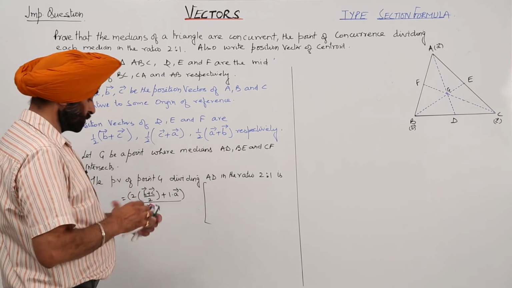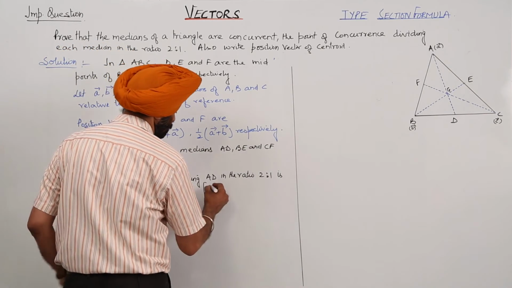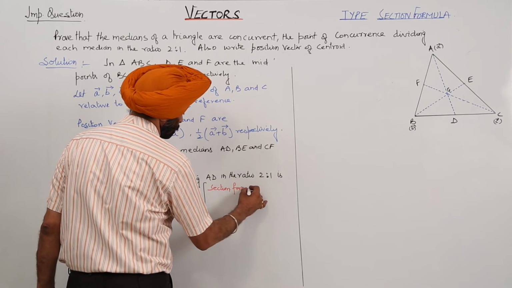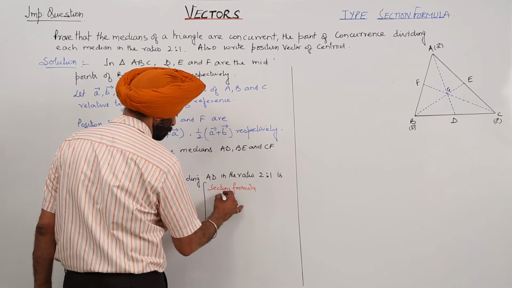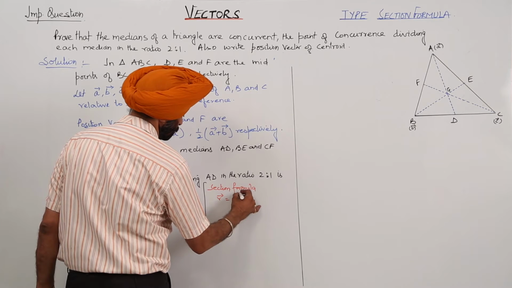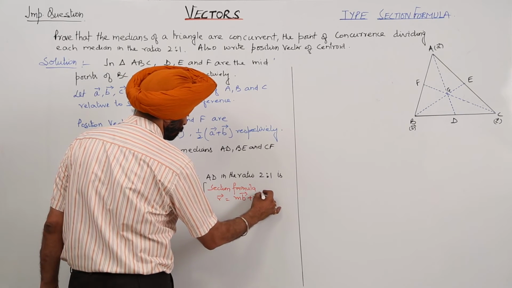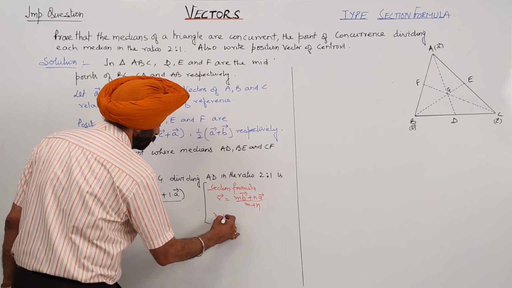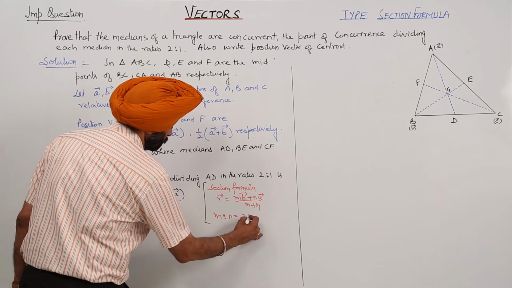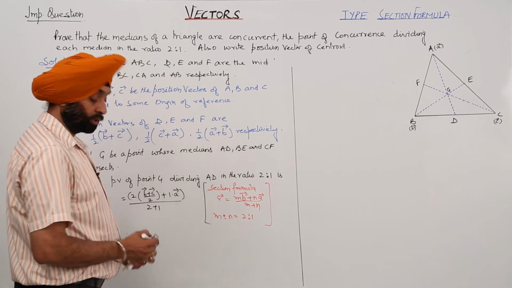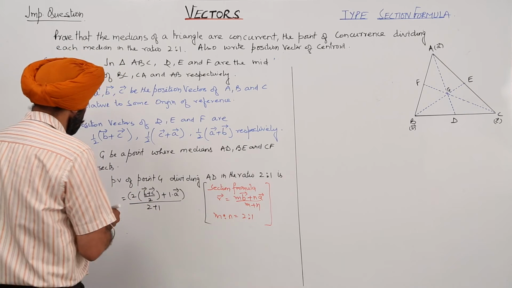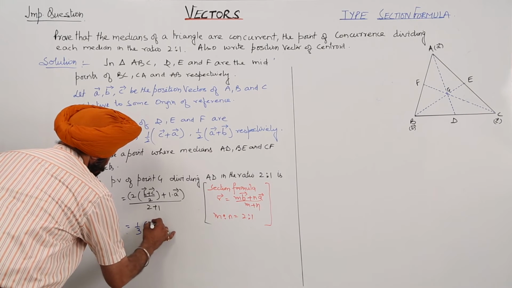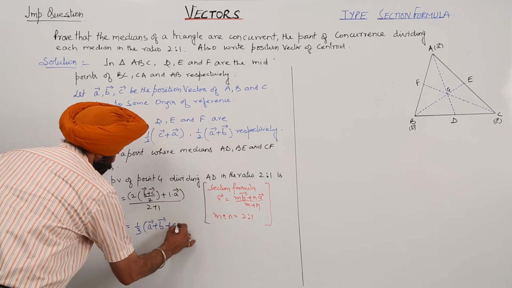Now, what we have used here is the section formula, upon m plus n, and m ratio n is equal to 2 ratio 1. So we have used this one, and the result we are getting is 1 upon 3 A plus B plus C.